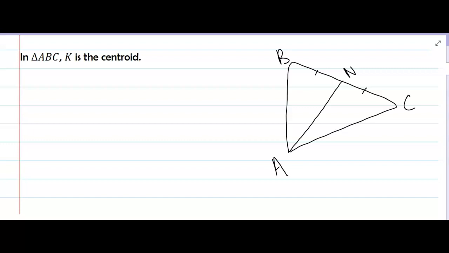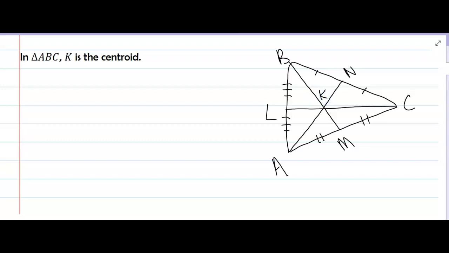Okay, let's draw the median from B. Let's go BM. Once again, it is a median, so I know that those two segments are congruent. And then let's draw the last one, which is going to be CL, which we also know are congruent. And let's call that center point there K.